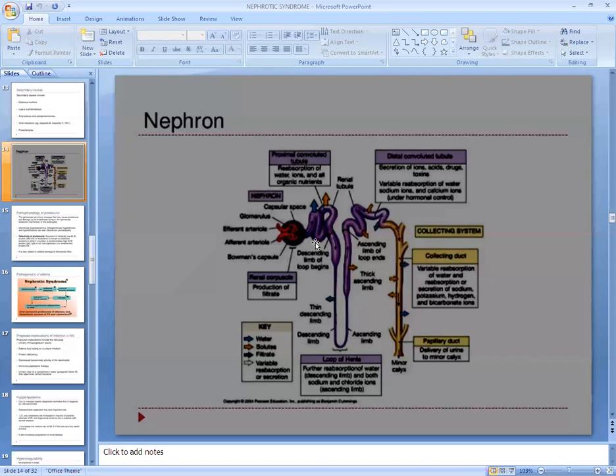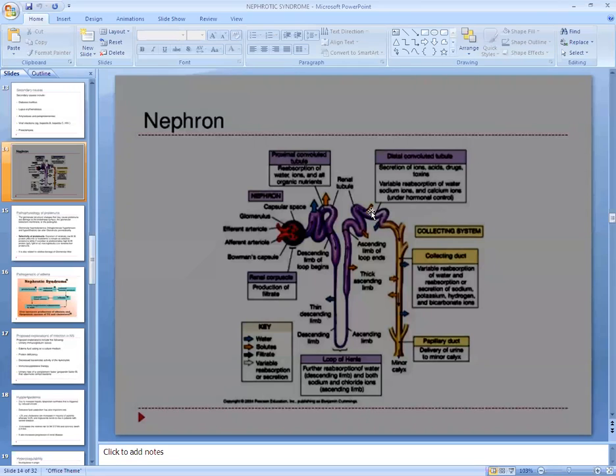Then whatever is filtered, the primary urine, is circulating through the tubular system, where secretion and reabsorption occur. That means the waste product is removed, secreted, and some electrolytes or water or whatever the body needs is reabsorbed again while the filtrate is passing through this tubular system. So here the reabsorption and secretory function occur and final urine is formed.